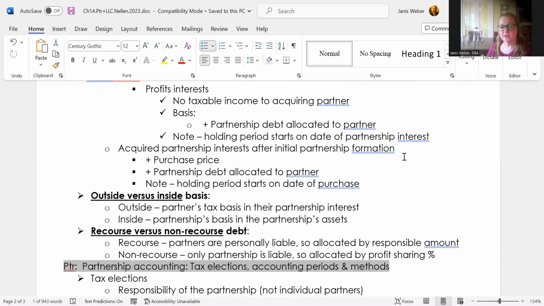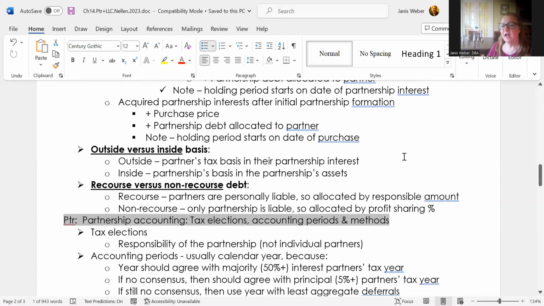But so here's the other thing I was about to talk about. If you acquired a partnership interest from someone else who was already existing, if you bought out a partner, then the purchase price that you paid for the partnership interest would be your basis, plus any debt that you assumed because of that acquisition, your percentage of the debt, that you would add to your basis. And the holding period would start on the date of the purchase.